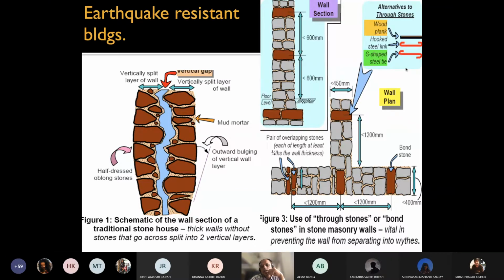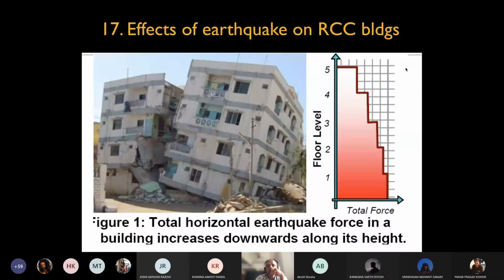The space between these through stones or bond stones should not be more than 1200 mm, and you should have them at consistent, equal intervals.